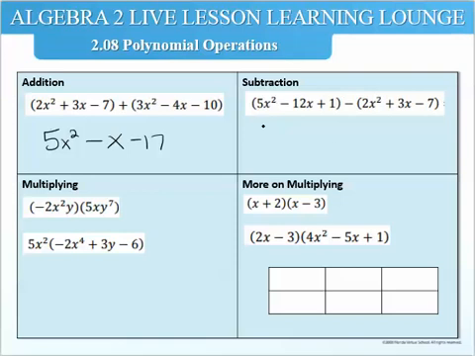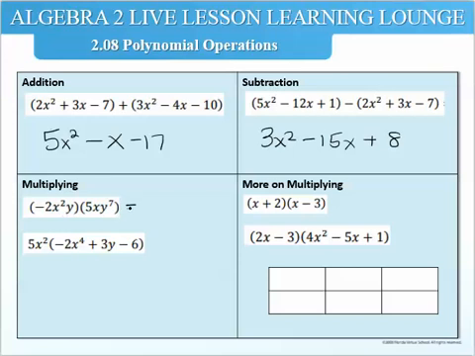5x squared minus 2x squared is 3x squared. Negative 12x minus 3x is negative 15x. 1 minus negative 7 is 1 plus 7, or positive 8. When we multiply, we're going to multiply coefficients and add exponents.